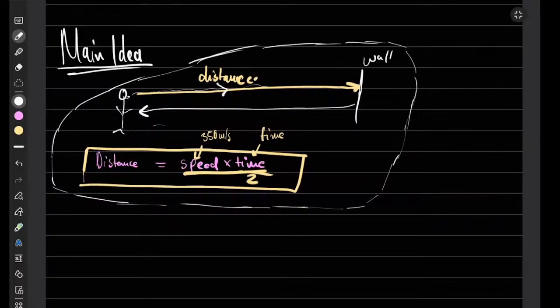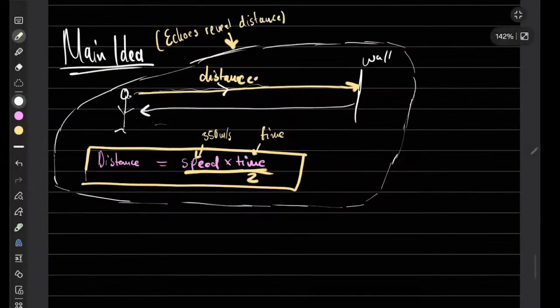Okay. Echoes will be revealing what? The distance. Remember? That's the main idea. Echoes reveal distance. So if I can say main idea, I'm going to kind of give you the cheat code. Remember? Echoes reveal distance. Let's see what happens in this experiment.